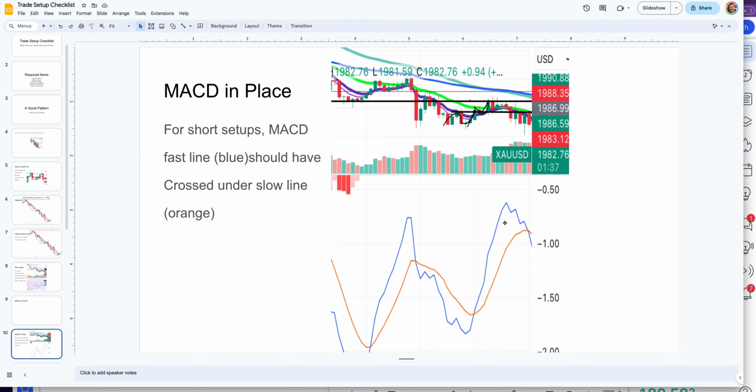You don't want it above the slow line if you're looking to go short, or at the very least you want it to be touching. It may not be below it, but let it at least be very, very close to touching it or actually touching it. Anything less than that, your MACD is not giving you a good indication. So just forget about it unless your MACD is in place also.